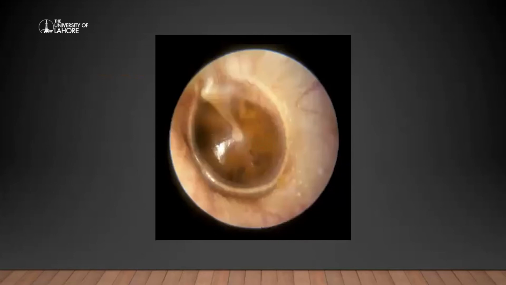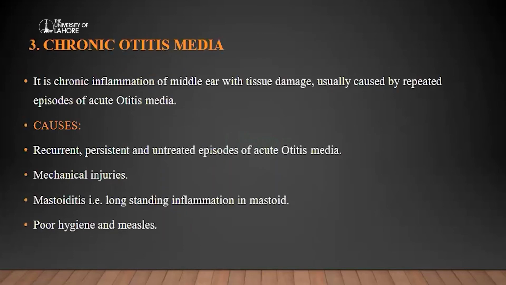This picture shows the dull tympanic membrane, which indicates that there is the formation of acute otitis media behind the tympanic membrane, in the middle ear. Chronic otitis media is a chronic inflammation of the middle ear with tissue damage, usually caused by repeated episodes of acute otitis media.